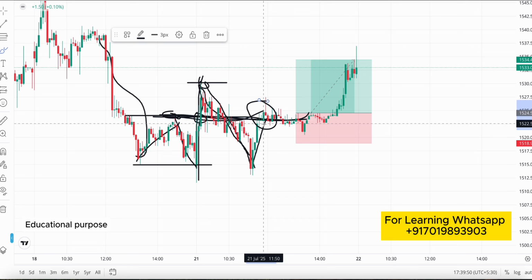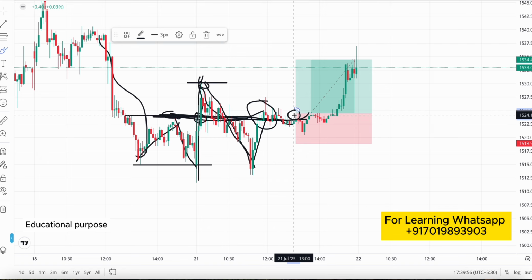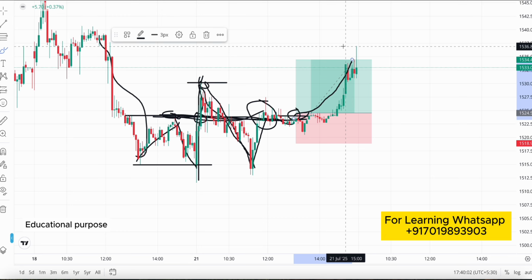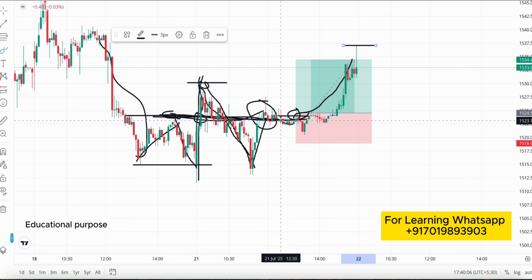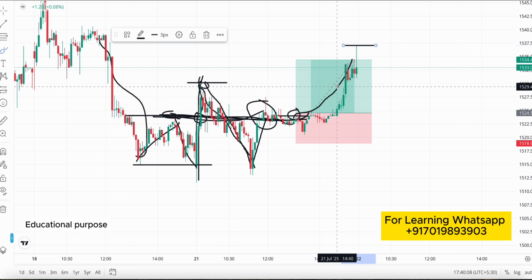Once it gave a breakout, the price started sustaining, and I took my entry somewhere over here around the 1525 level. Once I took the entry, you can see how the price went up, and the highest point it touched today is around 1537. I took my entry somewhere over here and my exit somewhere over here at 1533.